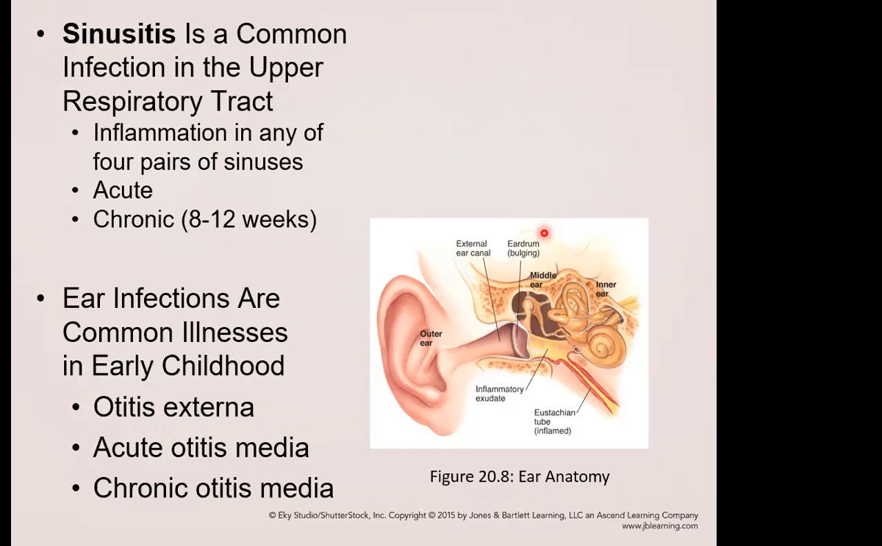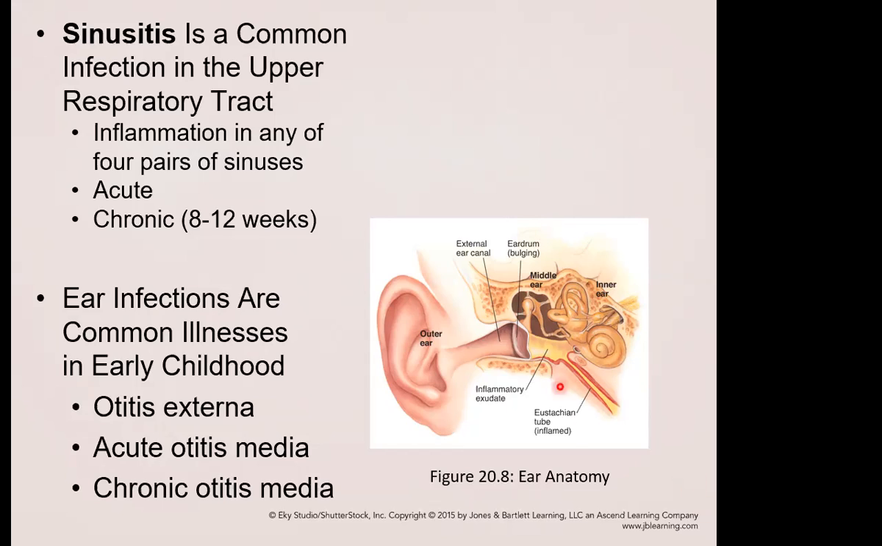And then we have some ear infections. Why are ear infections involved in this respiratory chapter? What's the connection between the ears and the respiratory system? It's called the eustachian tube.